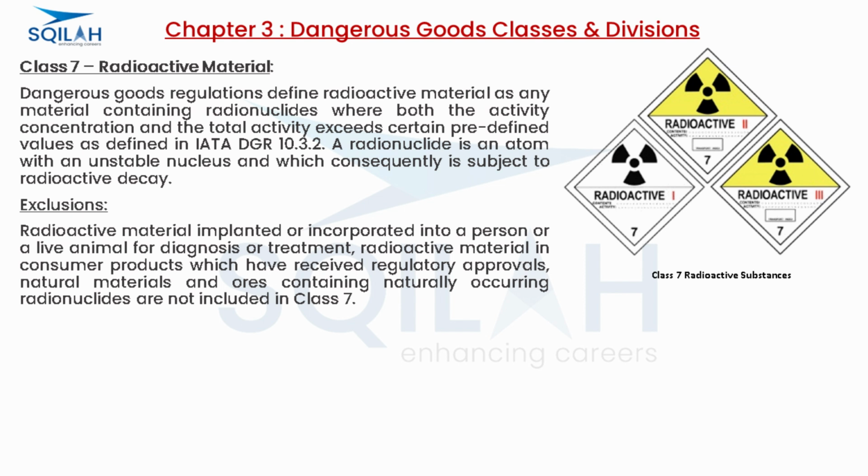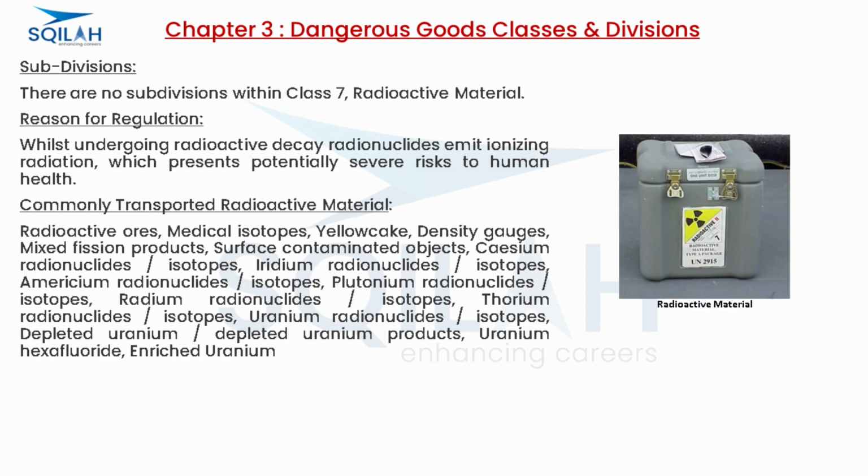Exclusions. Radioactive material implanted or incorporated into a person or a live animal for diagnosis or treatment, radioactive material in consumer products which have received regulatory approvals, natural materials, and ores containing naturally occurring radionuclides are not included in Class 7. Subdivisions. There are no subdivisions within Class 7, radioactive material. Reason for regulation. Whilst undergoing radioactive decay, radionuclides emit ionizing radiation, which presents potentially severe risks to human health.